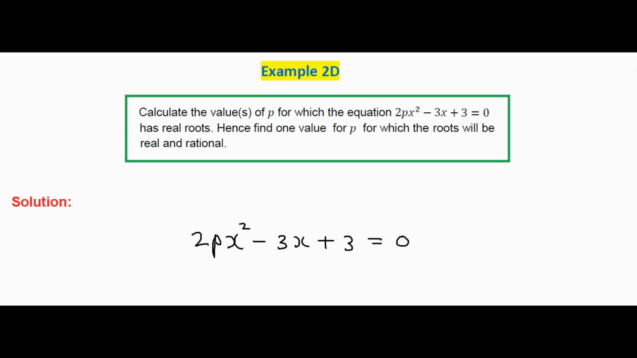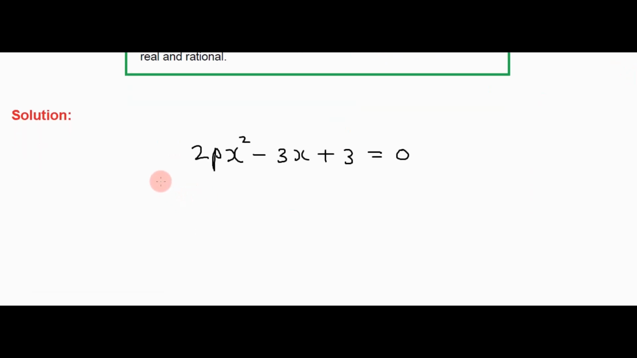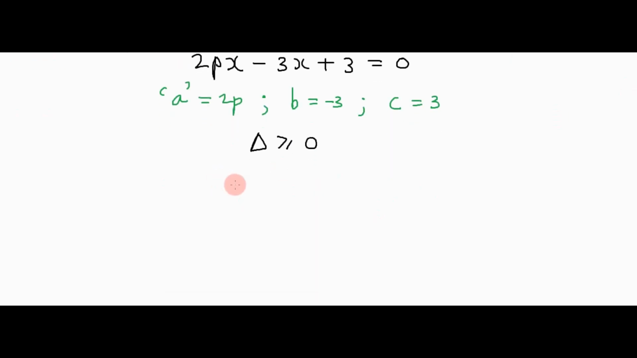We can start by writing down the values of A, B, and C. So A is equal to 2P. B, the x coefficient, is negative 3. And C, the constant, is equal to 3. We know for real roots, delta has to be greater than or equal to 0. Let's first work out delta.